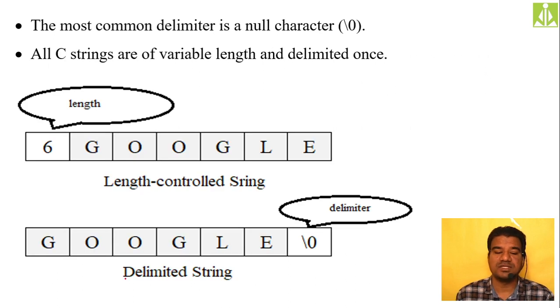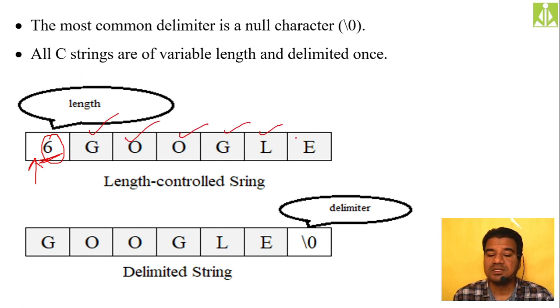So over here we have seen, in length controlled strings, the first character stores the size of the string. So by reading this first character, when the compiler comes over here and reads this 6, it assumes that the string is having only 6 characters. As you can see, when I have stored this Google into the string, it is having only 6 characters: 1, 2, 3, 4, 5, 6.